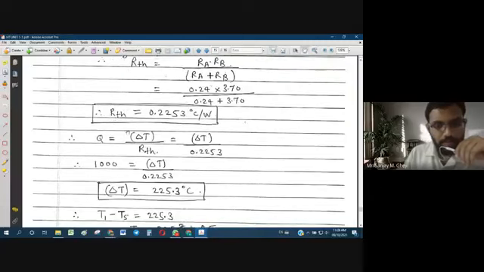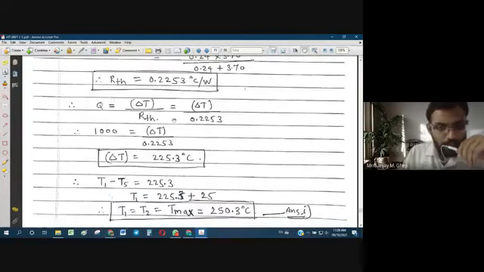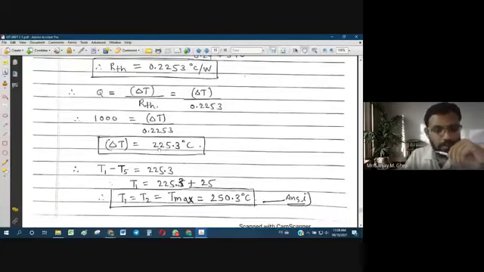Now we can use this to find the entire temperature difference. So Q equals delta T upon the equivalent thermal resistance of the parallel circuit, so delta T upon 0.2253. We know the heat transfer rate, it is 1 kilowatt, that is 1000 watt. So from this we get delta T as 225.3 degrees Celsius. Because the temperature delta T was unknown, it is 225.3 degrees Celsius.